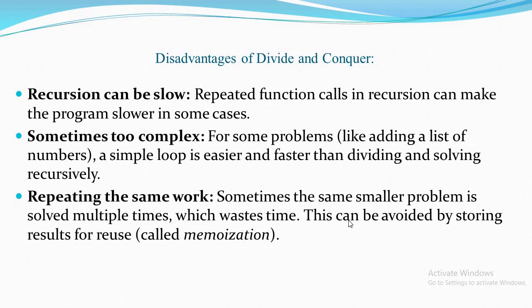So, disadvantages of the divide and conquer method. First, the recursion can be slow. The repeated function calls in recursion can make the program slower in some cases. Second disadvantage, it is sometimes too complex for small problems. Adding a list of numbers with a small loop is easier and faster than dividing and solving recursively.